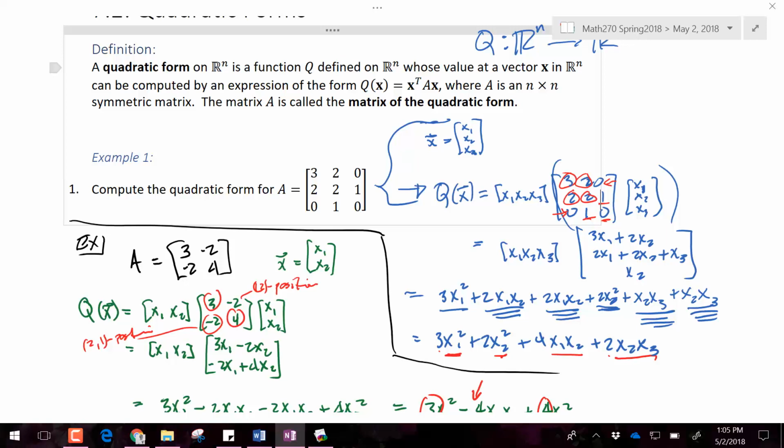Well, the matrix that we're defining is here. So a quadratic form is just anything that has a polynomial in more than one variable that has something to the second power.